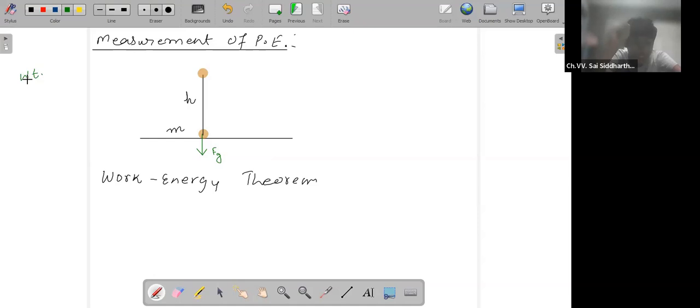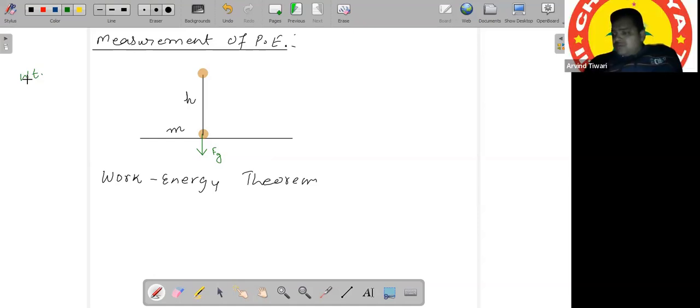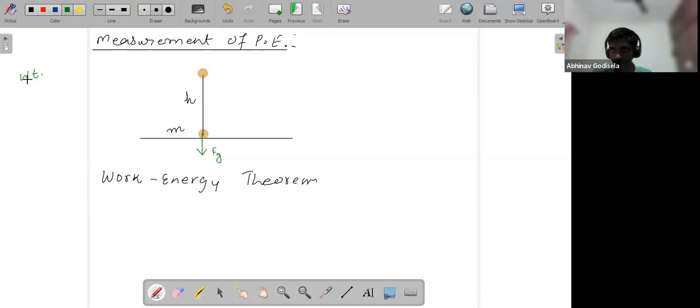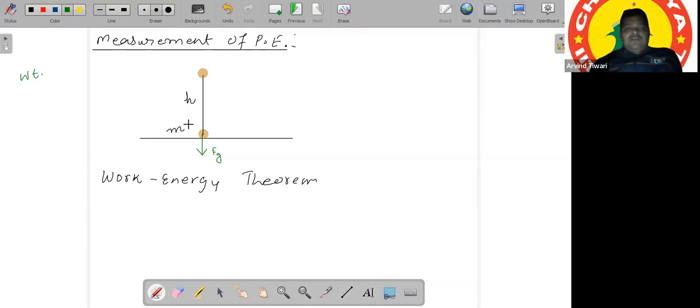Mass into acceleration due to gravity. Mass into acceleration due to gravity, that is of course the formula for weight. We get weight by the formula mg, which is mass times acceleration due to gravity.